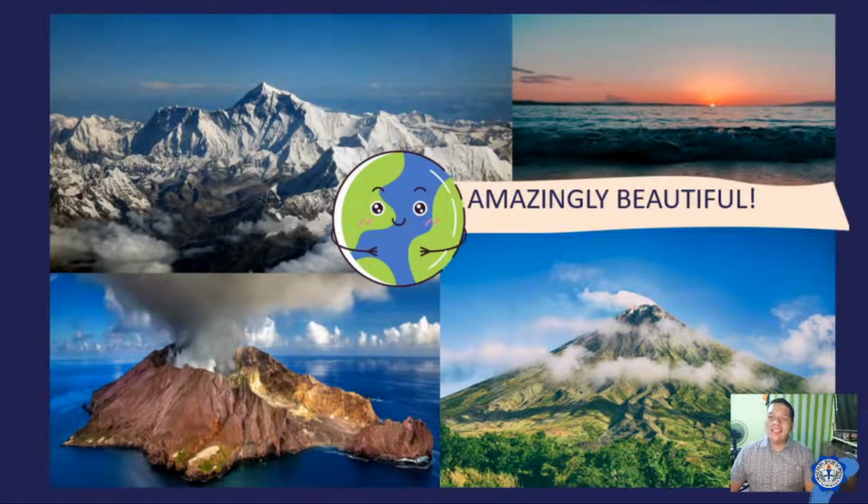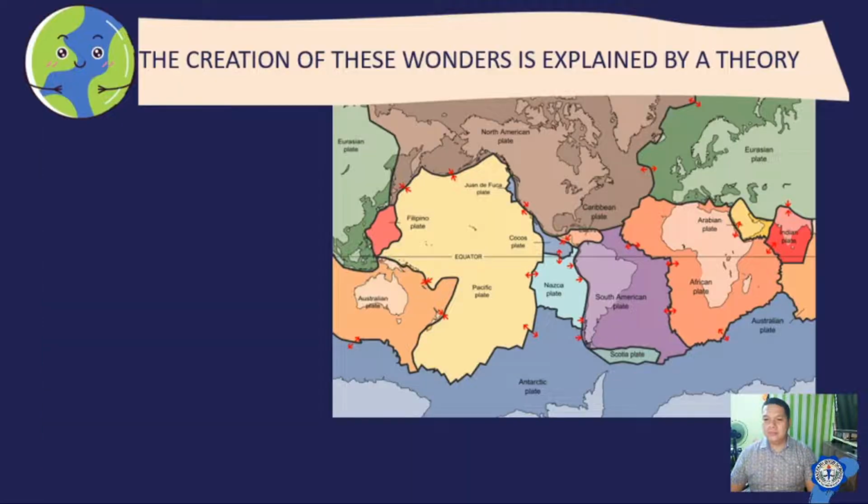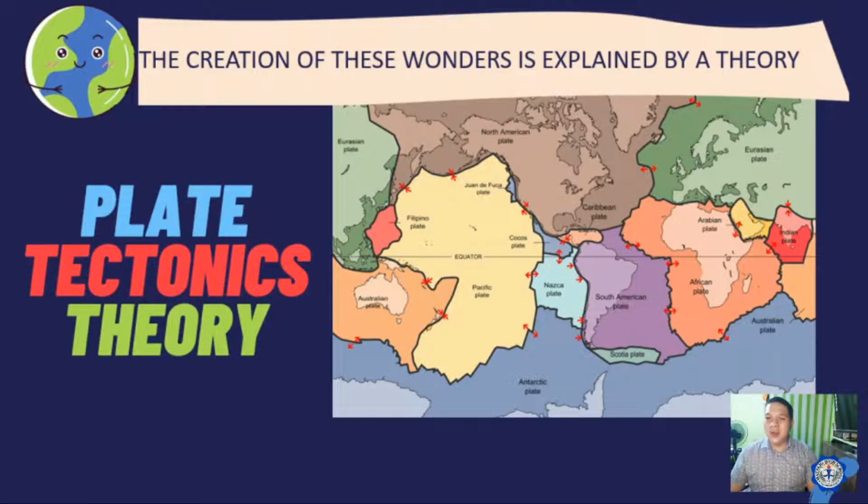Our planet Earth is amazingly beautiful. Based on what we have learned from our previous lesson, there are different geologic features that make our planet so beautiful. Such geologic features consist of mountain ranges, mountains underwater or ocean ridges, as well as our volcanoes. And the creation of these wonders or geologic features is explained by a theory. And that theory is the plate tectonics theory.